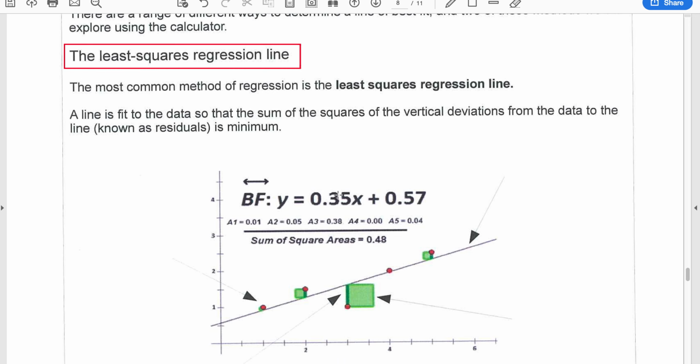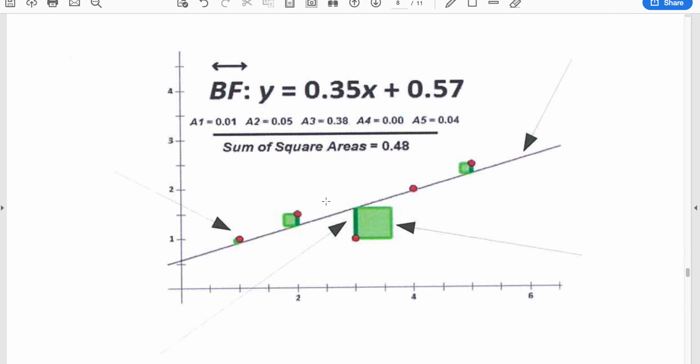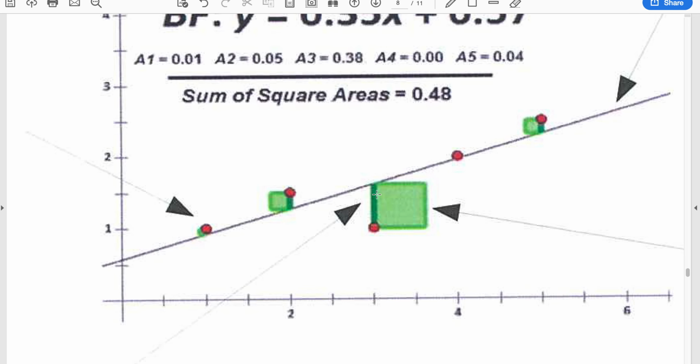So this least squares regression line, which the calculator is going to give us, is basically going to fit the data so that we're minimizing something called the sum of the squares of the vertical deviations. Now, I'll explain what that means. These vertical deviations, if you have a look at this diagram just here, notice how in the darker green, there are these vertical lines. Those vertical lines represent how far our data is from the line that we're placing on the scatter plot.